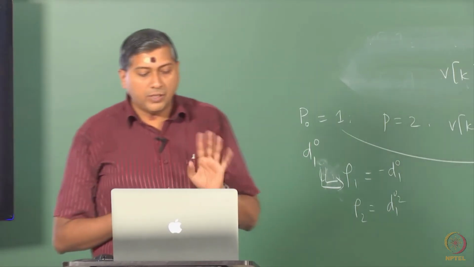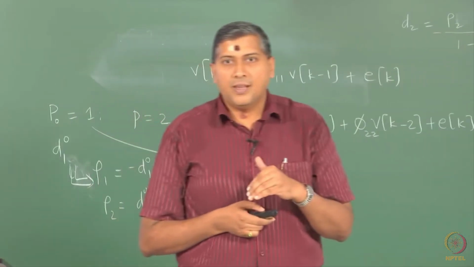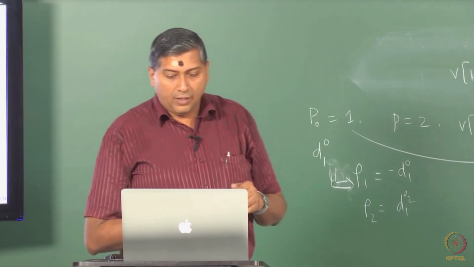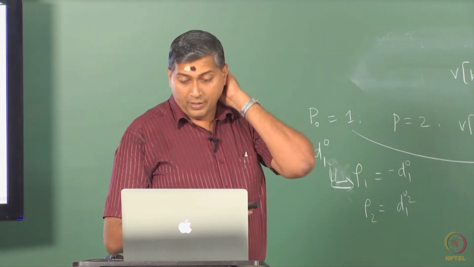So, if you look at the equations carefully, what it does is it estimates phi 2 2 first, and then the second relation there allows you to estimate phi 2 1. When you are done with that and you want to move on to third order AR, then you estimate phi 3 3 first. With the help of phi 3 3, you would estimate phi 3 1 and phi 3 2, and so on. So, as an example, I will come back to the PACF.